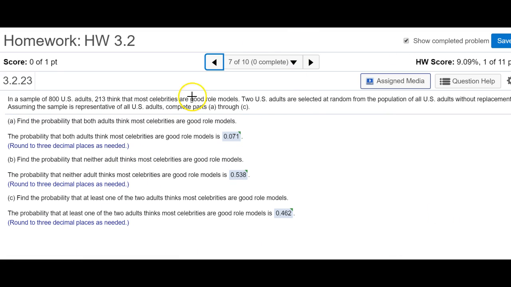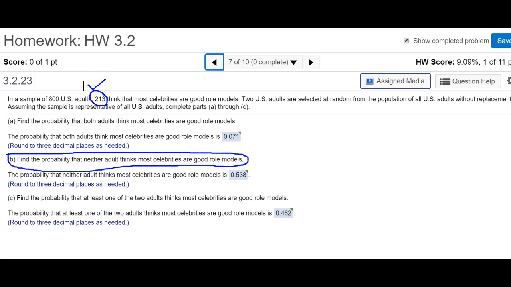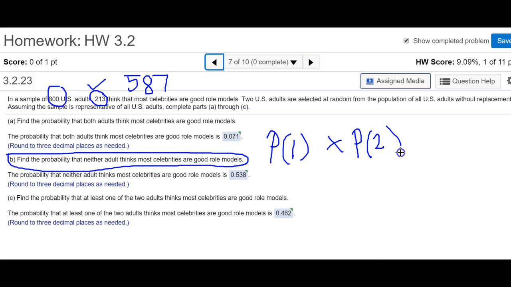Now, let's go ahead and see what the next one is. I'm going to erase this. The next part is find the probability that neither of the adults think that they are good role models. So I have 213 who think they are good, and I have a total of 800. So if 213 think they are good, 587 think that they are not good. Keeping that in mind, I'm trying to find the probability of the first person thinking they are not good times the probability of the second person thinking they are not good.